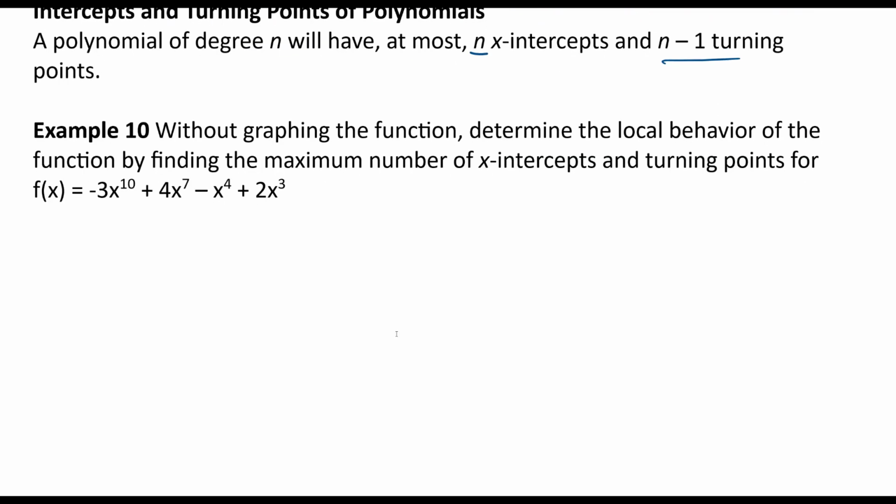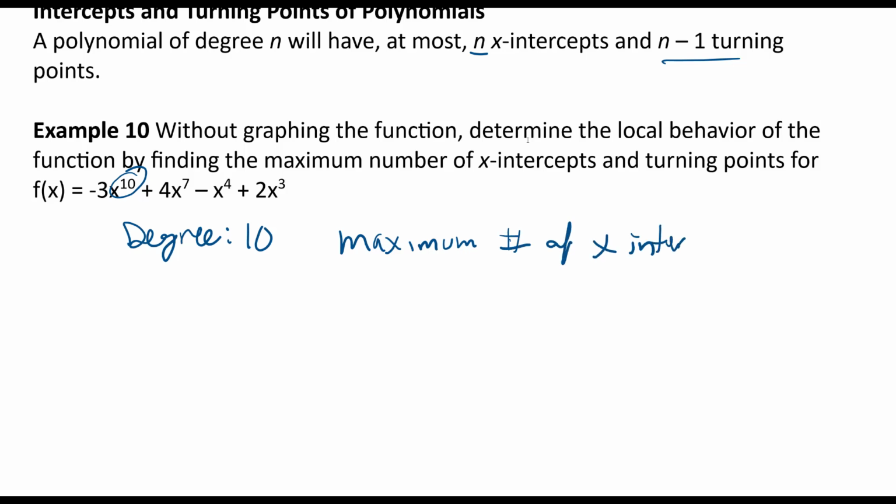So looking at example 10, without graphing the function, determine the local behavior of the function by finding the maximum number of x-intercepts and turning points. So this has a degree of 10. The degree is 10. So the maximum number of x-intercepts is going to be 10. It's actually going to be less than that.